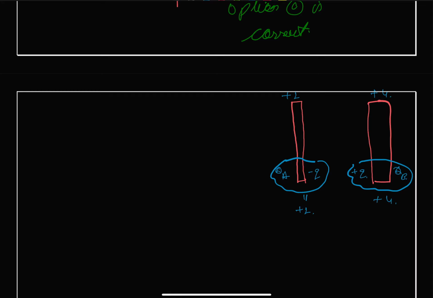Based on this, we can come to the conclusion that this will be minus 1, this will be plus 1, and QA will be 3 and QB will also be 3. Based on this, we can find the net charge and we are going to get the same answer. Next question.